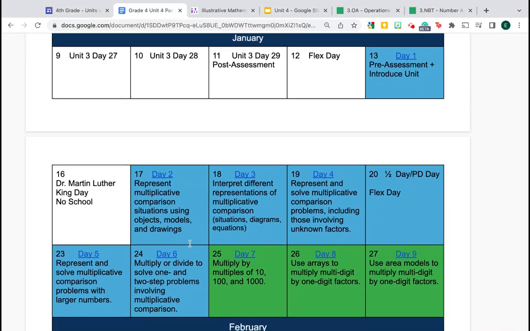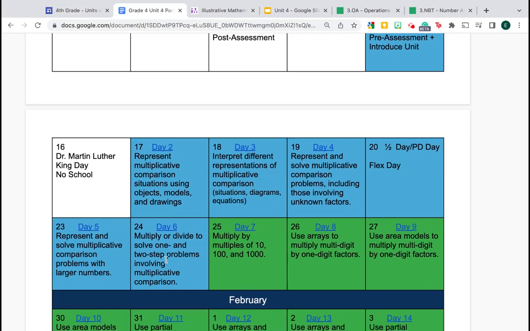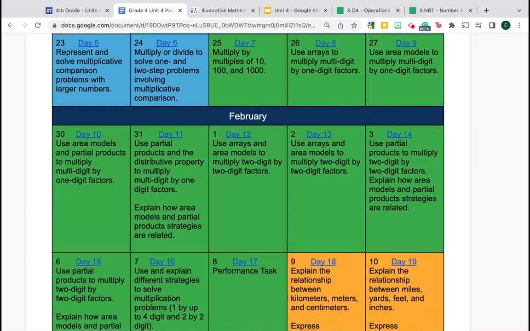All right, that takes us through day 6, January 24th, and then we dive into topic B. You'll notice that you have 3, 4, 5, 6, 7, 8, 9, 10 days for multi-digit multiplication. The way that we have chunked it is that you start off by multiplying by multiples of 10, 100, and 1,000. The reason is because if a student can do that, then they can break apart larger numbers and multiply each of their pieces. Actually, students did some of this in 3rd grade.